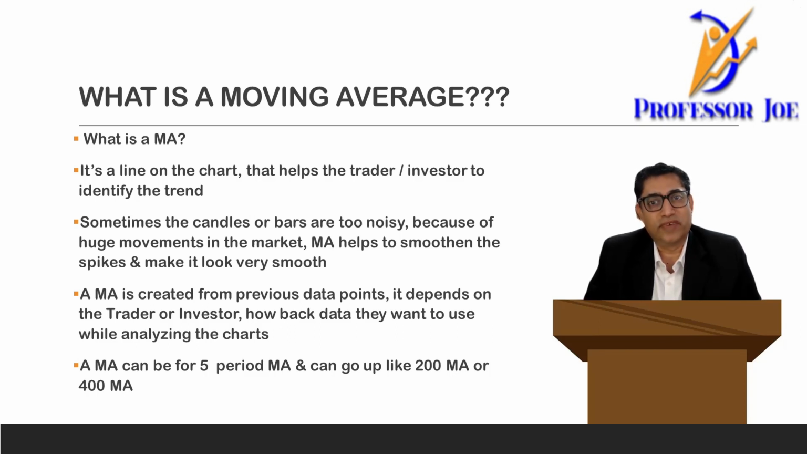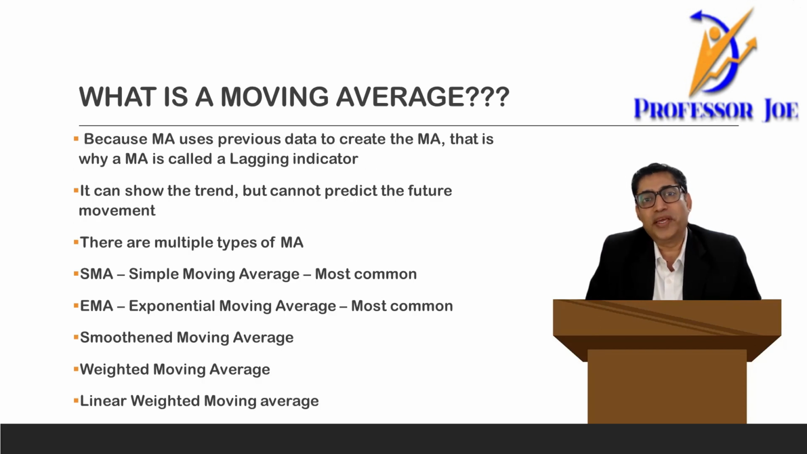The more data points used, the more stable the moving average is. That is why a lot of traders prefer the 200 MA, because that is giving data of the previous 200 candles. So it's a very, very strong indicator while you're trading. Now, since the moving average uses previous data, that is the reason it is called a lagging indicator, because the data used to create a moving average is from the previous candles. The moving averages will surely show us the trend based on the previous information, but they can never predict the future movements of the market.